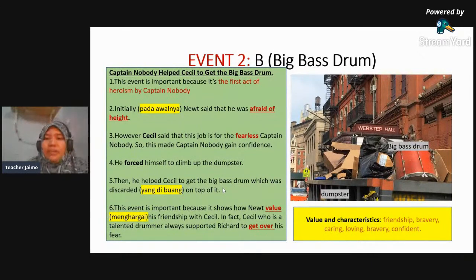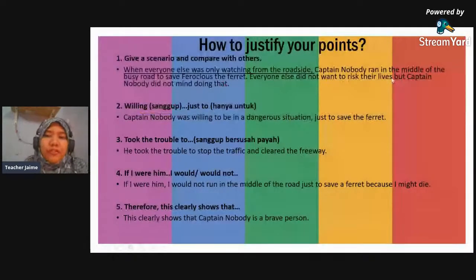Okay, let me show you how to prove it. How to justify your point? You give a scenario and compare with others. How do you justify? It seems difficult. Just now we wrote about the event. What does justify mean? Justify means you have to prove it. Where is the loving part? Justify is your own idea. It doesn't come from the book.